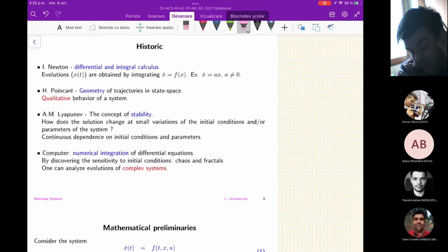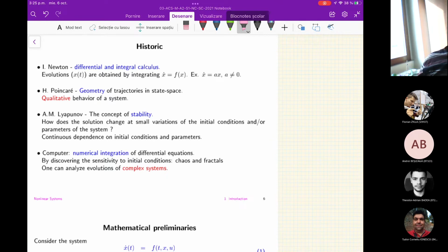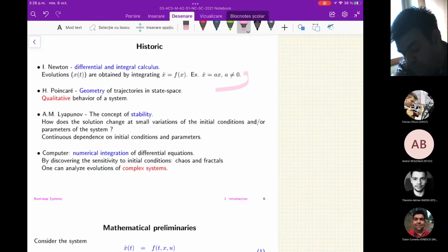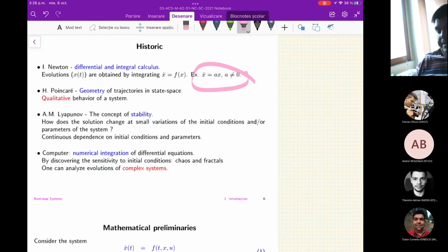Okay, a little bit of history, and I think maybe we should call it a day after this historic slide. So, Isaac Newton, everything starts from Isaac Newton and his laws, differential and integral calculus. Based on this approach of integrating and differentiating, evolutions or trajectories are obtained by integrating the equation x dot is f(x), just like we did with the linear equation x dot is ax. Yeah, and we did this example a short while ago.